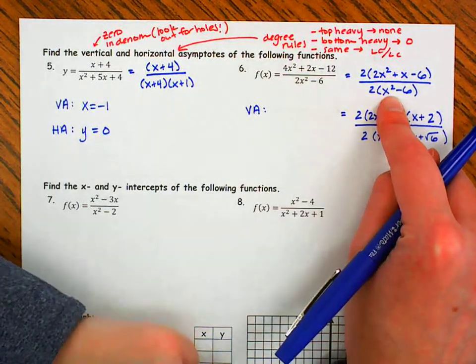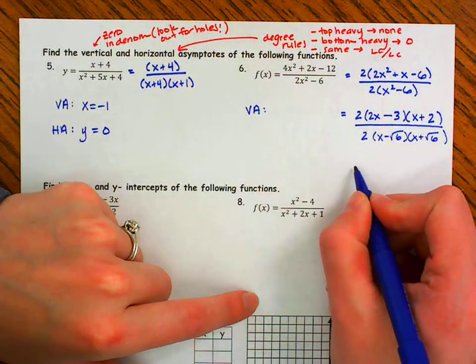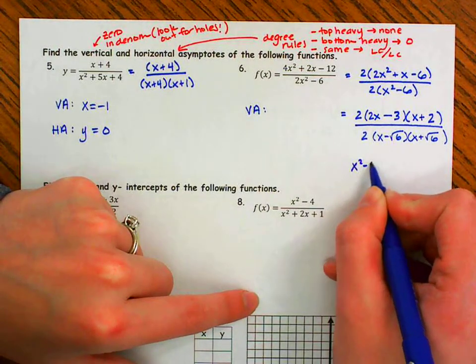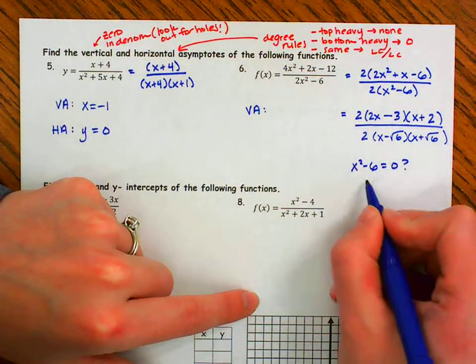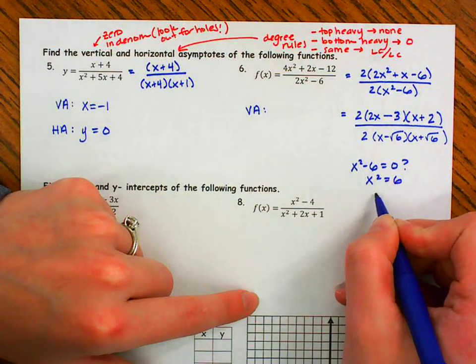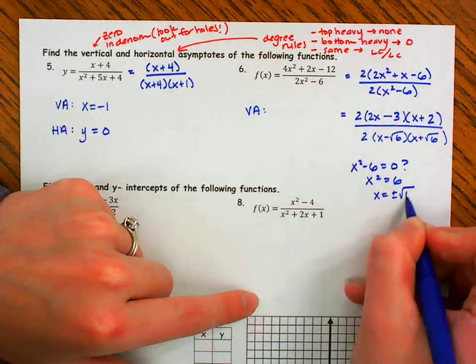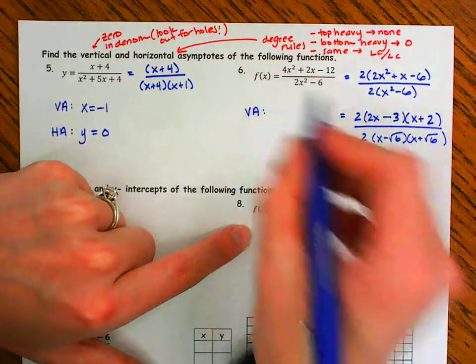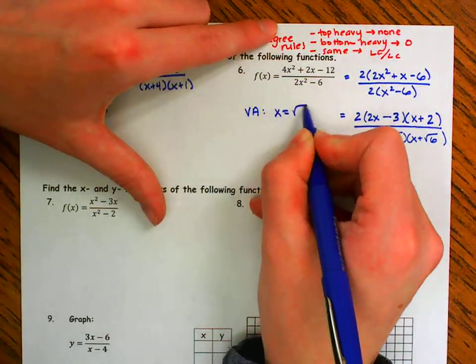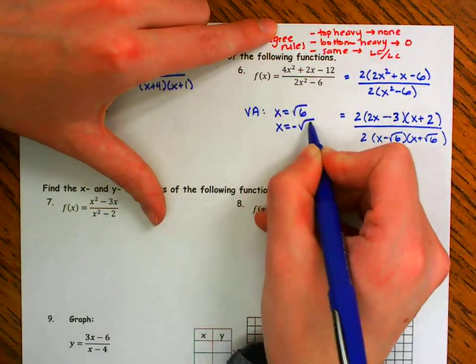So really what we're just doing, if you want to think of it this way, is I'm saying, what makes this equal to 0? Well, if I solve this, I take the square root of both sides. That's where these came from. So my vertical asymptotes are at x equals root 6 and x equals negative root 6.